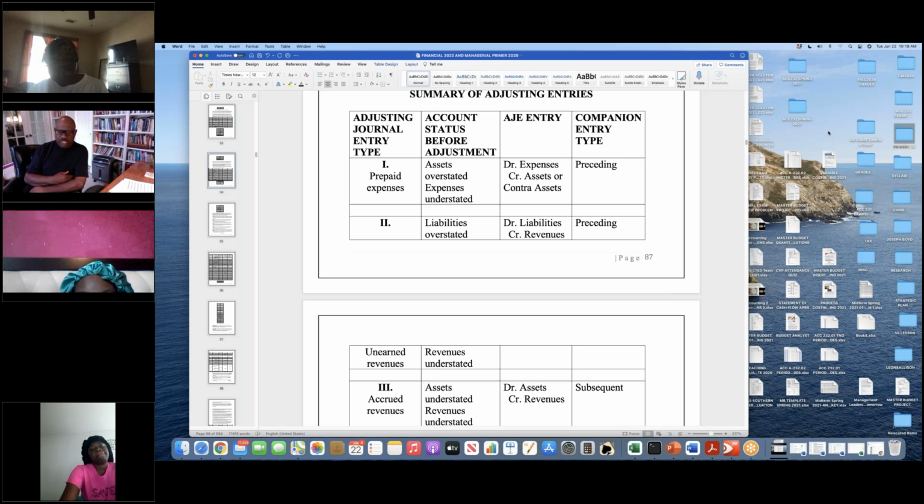For adjusting entries 3 and 4, the cash transaction occurs after the adjusting entry. So with a type 3, a Roman numeral 3 accrued revenue, that is in essence a type 15 where we accrue the revenue, and then a type 3 when we collect the cash. So let's just see.